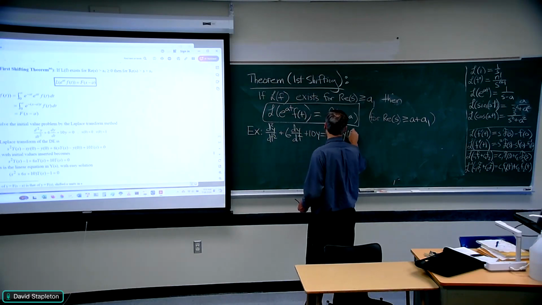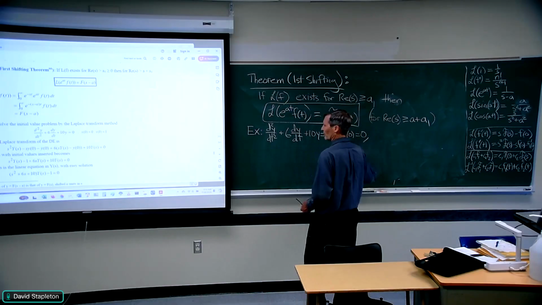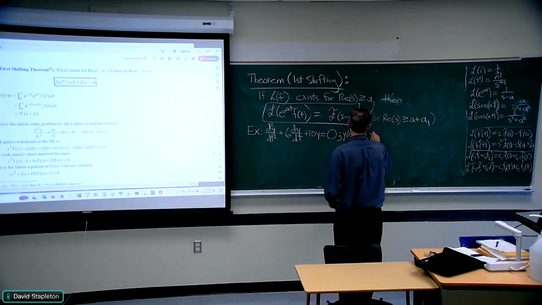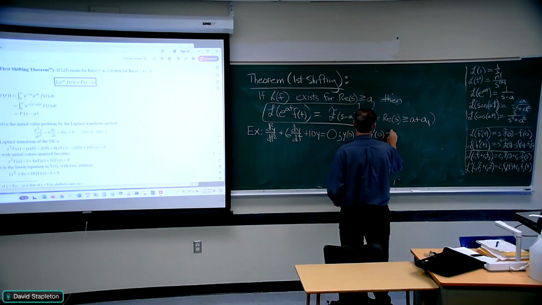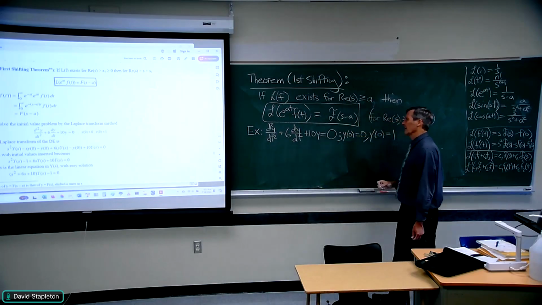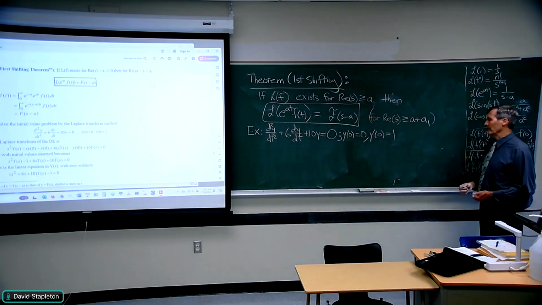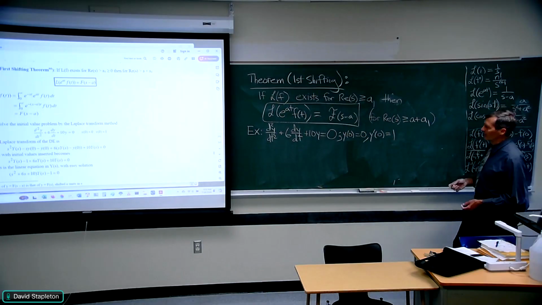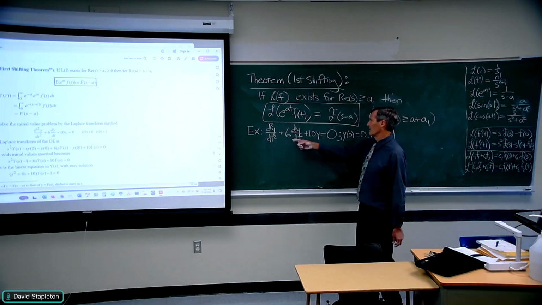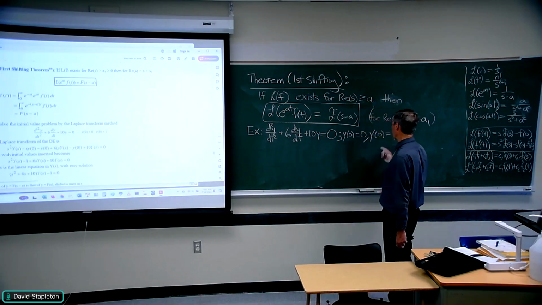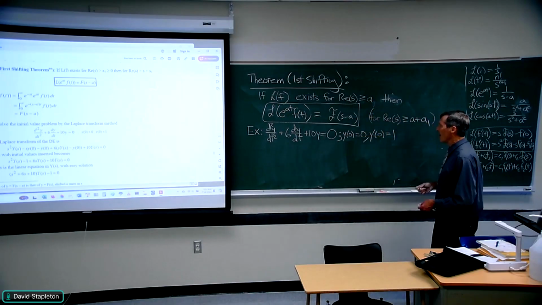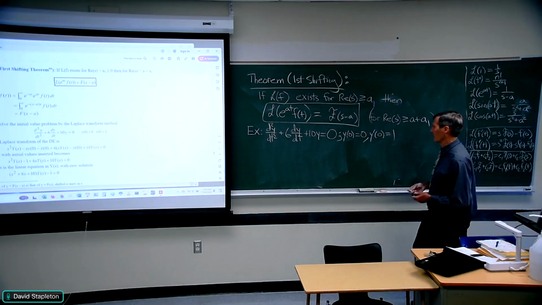y of 0 equals 0, and y prime of 0 equals 1, just to get some real easy numbers so we don't get a bunch of hard numbers slowing us down here. So there's an interesting problem. This one we can also solve with constant coefficients, right? Just write the characteristic equation r squared plus 6r plus 10 equals 0 and plug in the initial conditions, and it works. But let's try it by the Laplace transform this time.